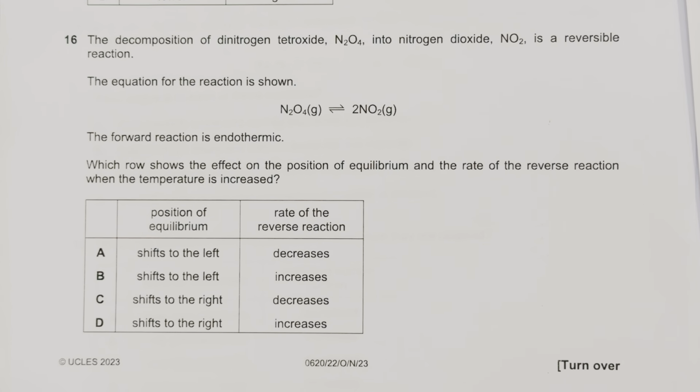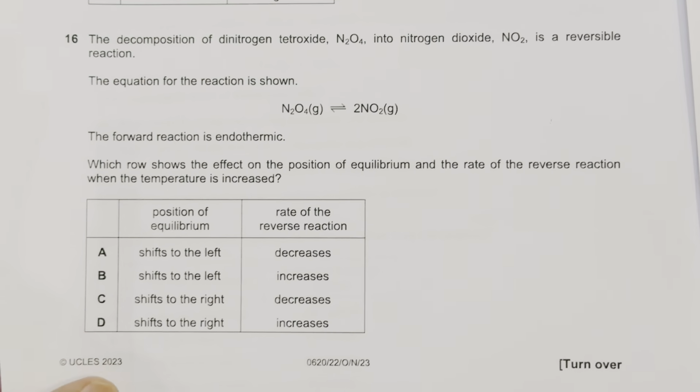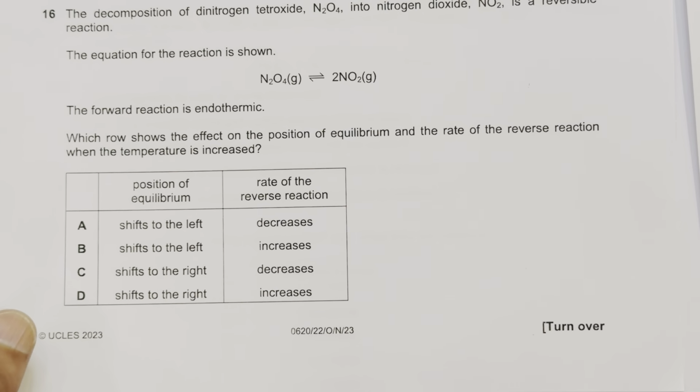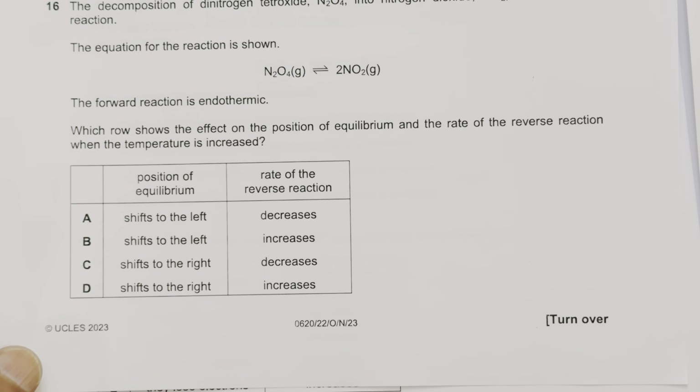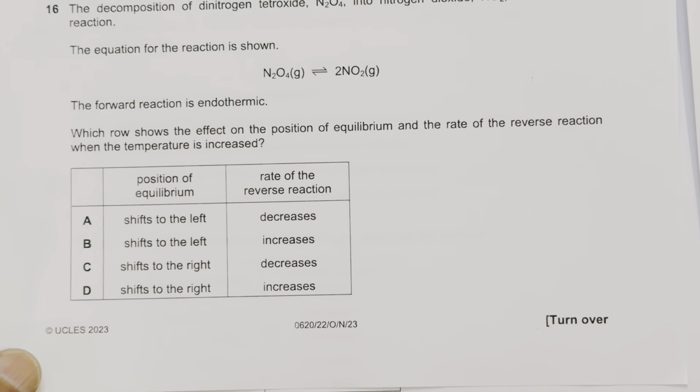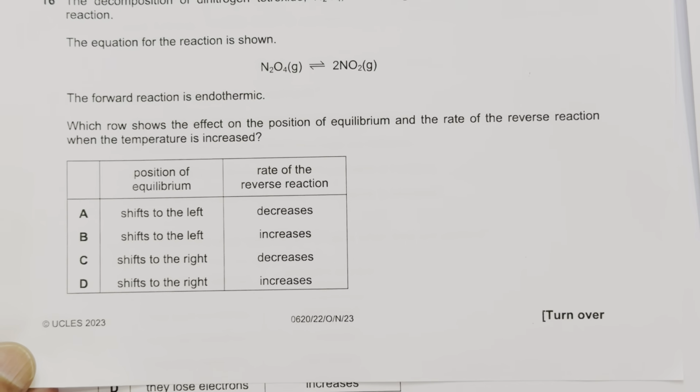What is Le Chatelier principle? It states that when a change is made to a system in equilibrium, the system moves to oppose the change. It means that whatever change is happening, the system would oppose that change to come into equilibrium. Okay. The forward reaction is endothermic. Which row shows the effect on the position of equilibrium and the rate of the reverse reaction when the temperature is increased?